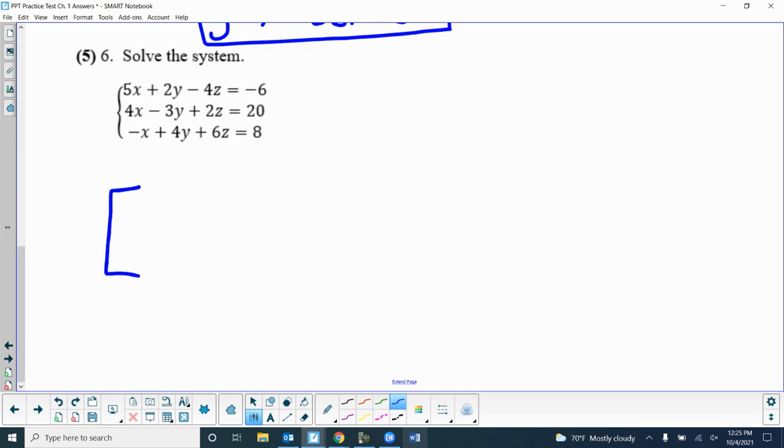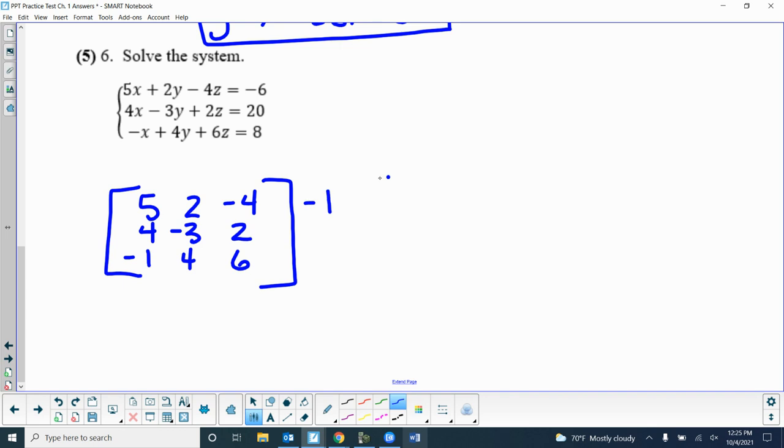And our A matrix will be 5, 2, negative 4, 4, negative 3, 2. And if you miss it, it'll just be because you're going in a hurry and not taking those negative signs with you. All right, so take your time when you put it in. Make sure you put it in correctly. Don't forget about the negative sign. All right, then inverse. Don't forget about that. And then the B, negative 6, 20, and 8.